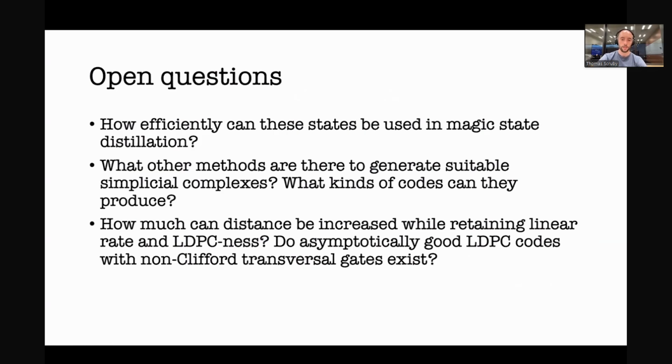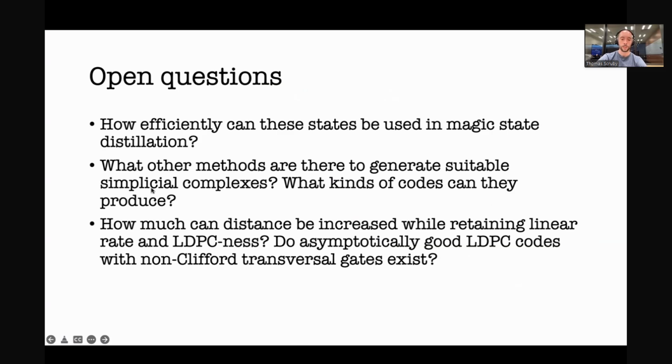So yeah, then we just have some open questions. How efficiently can we use these states? I mentioned this at the beginning, just because you get out a logical non-Clifford acting on a linear number of encoded qubits, it doesn't mean that you can turn this into a linear number of disjoint CCZ gates, for example, or CCZ states. So how efficiently you can do this is open.